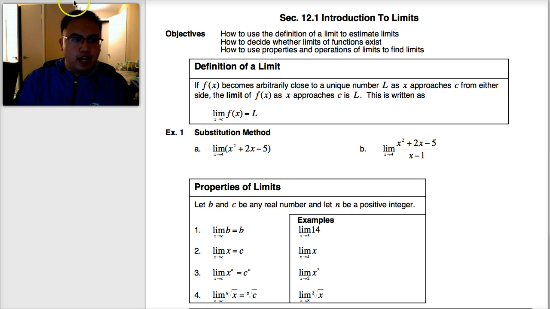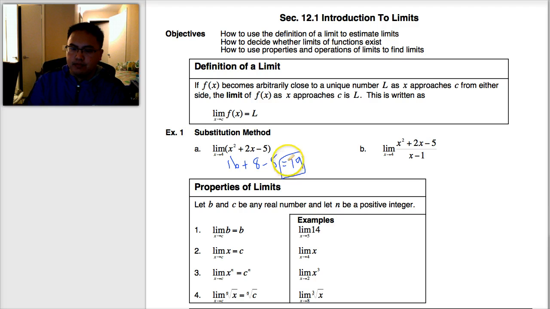So let's look at letter A, and maybe I could switch to blue. So I want to know this function, what is the limit as it approaches 4? That's how I read this problem. The substitution method says just plug in 4 into the x's. I get 16, this big 8, this is minus 5, 24 minus 5, this is 19. So the limit as x approaches 4 of this function is 19. Okay? Pretty simple, right? All you're doing is plugging in.